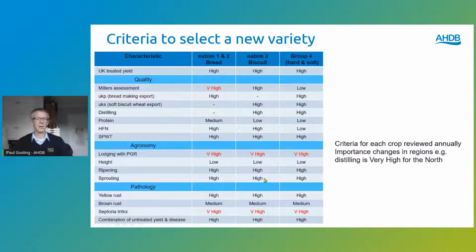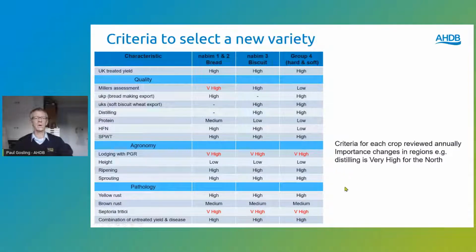Different agronomic features are weighted differently depending on how important they are. So lodging with PGR is very important because no one wants to see crops going over, whereas height is actually considered of low importance. In disease, it's about how easy it is to control the disease. So septoria tritici is of very high importance when considering a variety, because even with fungicides, if the weather is wet, it's not very easy to control. You can't always get control of it. Yellow rust is of high importance. Yes, it's a destructive disease, but with fungicides, at least at the moment, you can control it. Brown rust is a less important disease.